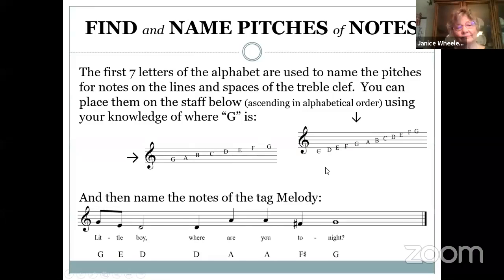So with that information, we can name the notes of the tag melody. So here they are: G, and then E. There's our E. And then D. There's our D. And so on until we get to the end. And so we know that the letter names of our melody are G, E, D, D, A, F sharp, and G.